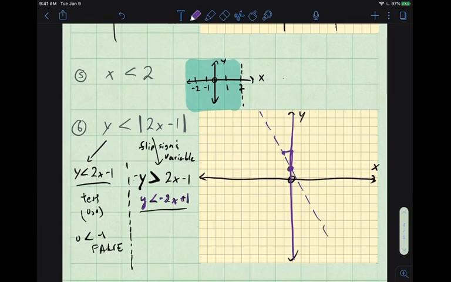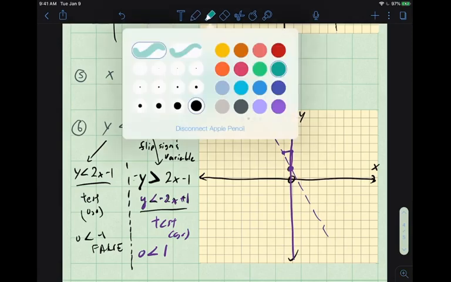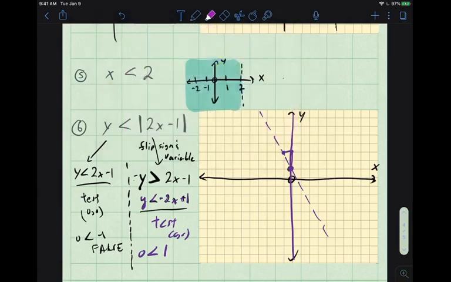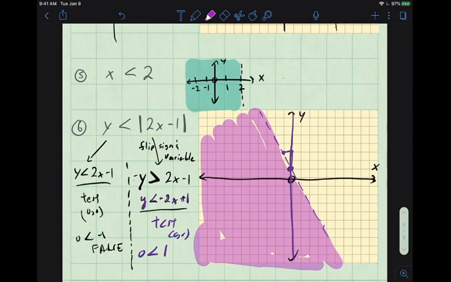Alright. So now I got the correct equation. I'm going to test out 0, 0. Is 0 less than 1? It is. So for this purple equation, let's shade in this side. So you get the idea.